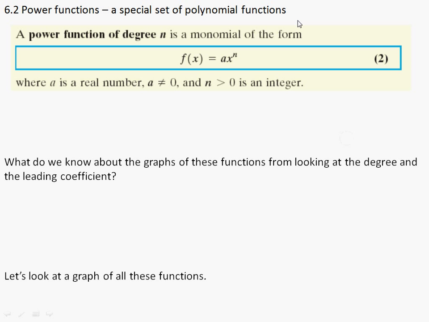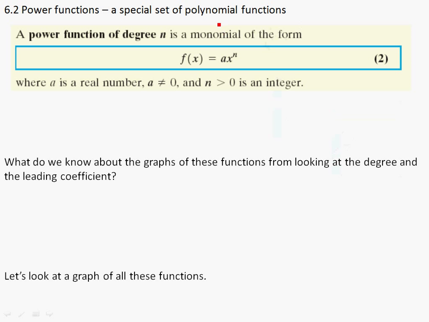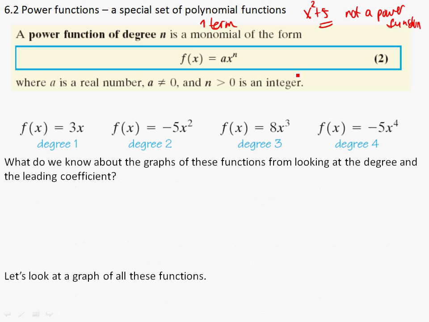Okay, so power functions, I forgot to write the fact that my example was not, so only one term. So x squared plus 5 is not a power function because it has two terms. Okay, so the plus 5 makes it something else, quadratic.